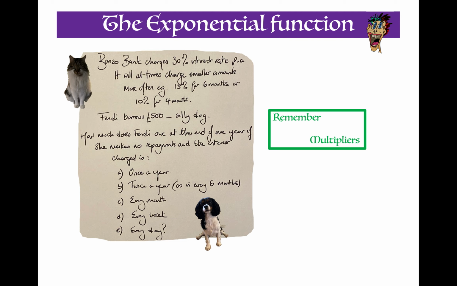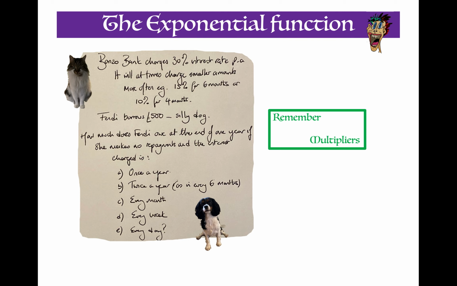Firstly, Bonzo Bank charges a 30% interest rate per annum, PA. And it will at times charge smaller amounts more often, such as 15% for 6 months or 10% for 4 months. So Bonzo may say, right, we're going to charge you the interest rate every month or every day or every 6 months.